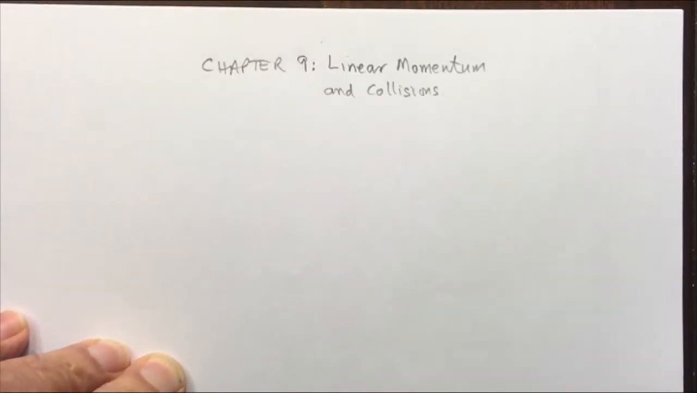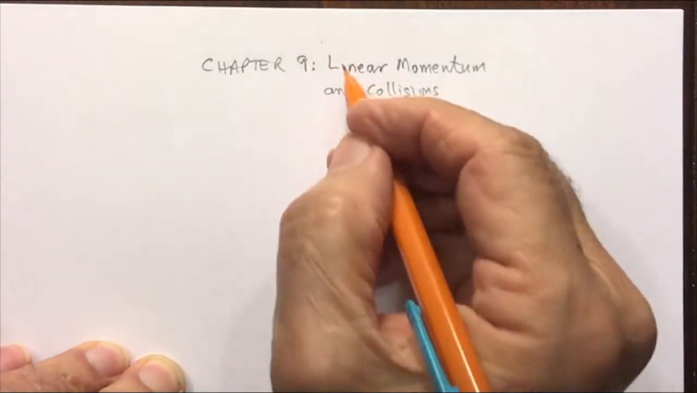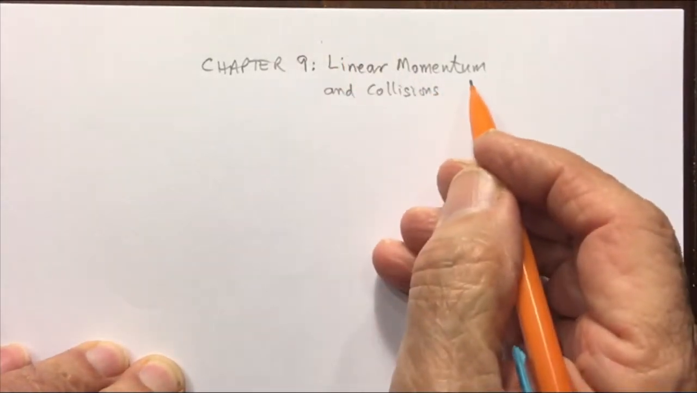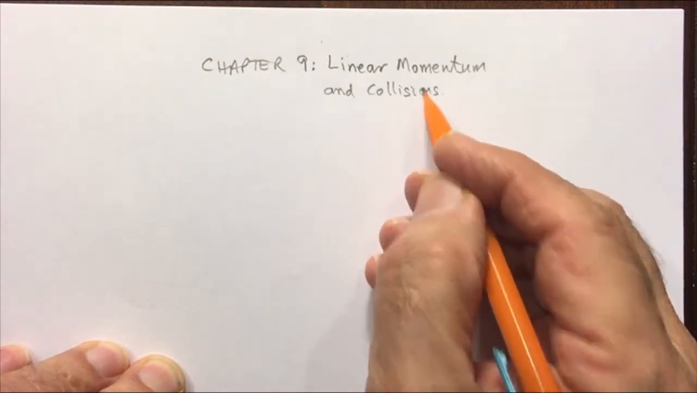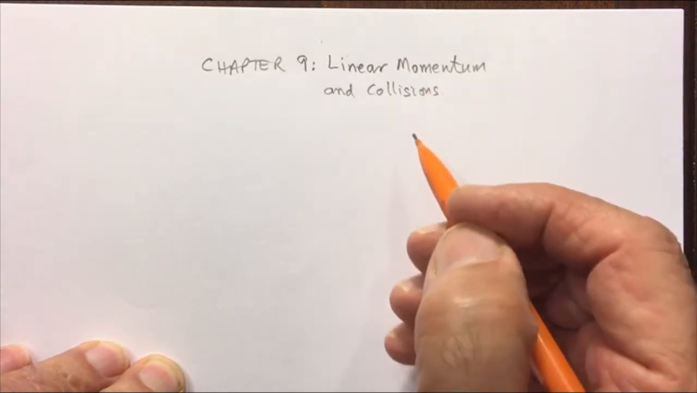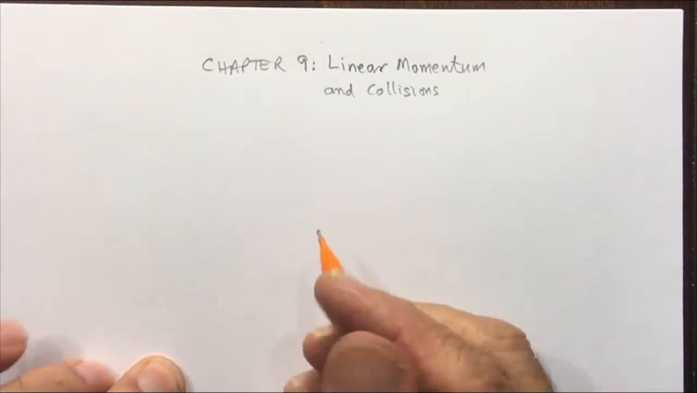Okay, this is chapter 9, linear momentum and collisions. In this chapter we will see what linear momentum is, and we will apply that to collisions. We will also see the center of mass and the rocket equation.